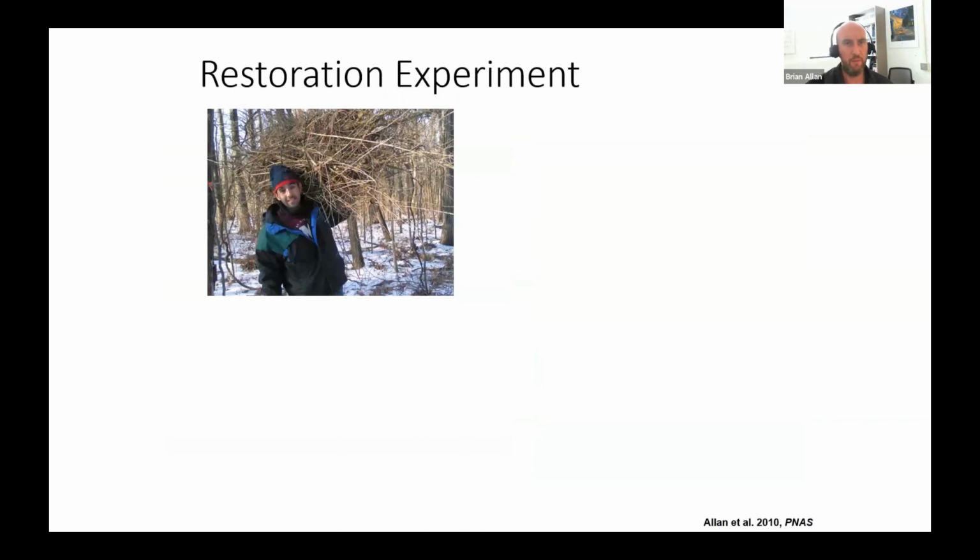And this is my colleague Umberto Dutra, who did a lot of the design and actual work behind this restoration experiment. And so I really like to give full credit to Umberto for how much work this was to remove all that honeysuckle.